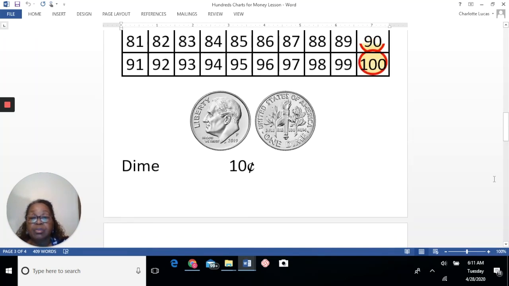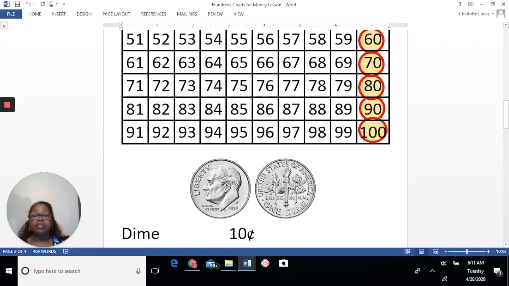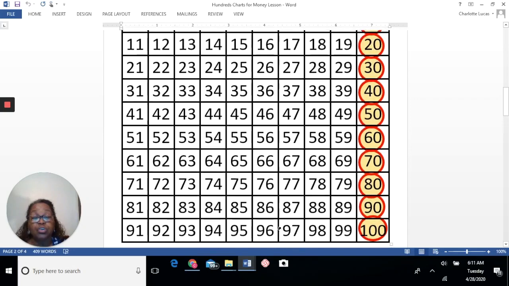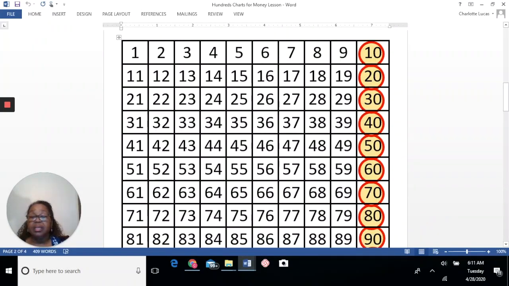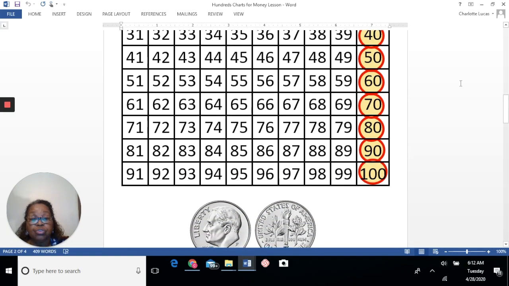The next value that we're going to be working with are dimes. The value of a dime is 10 cents. We have our cent sign. We do not need the decimal. And if we're using a dime and we're using our chart, we can skip count by 10. You notice that when you skip count by 10, you just move down to the next number on the row. So if I'm skip counting by 10 and I start with 5, and if I add 10, it's just going to be 15. If I add 10 more, it's going to be 25. And you just move down when you skip count by 10 on your hundreds chart.